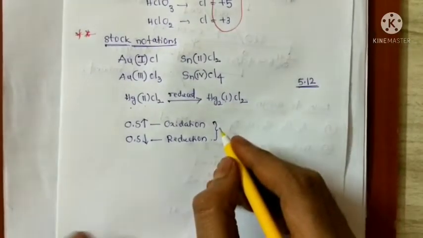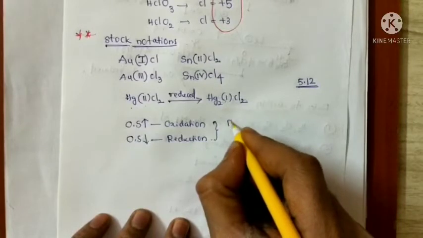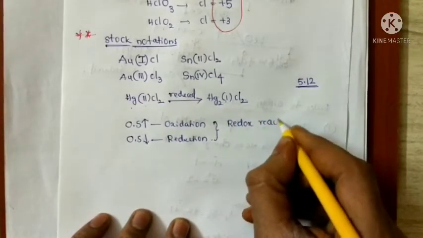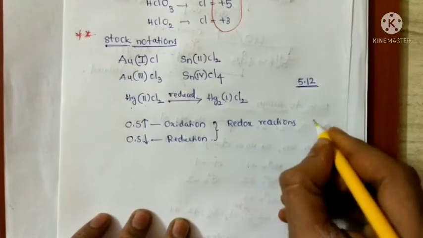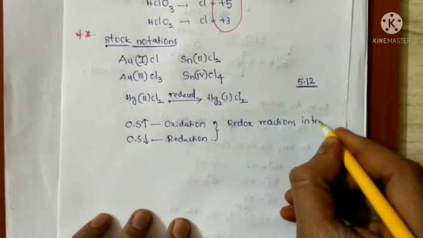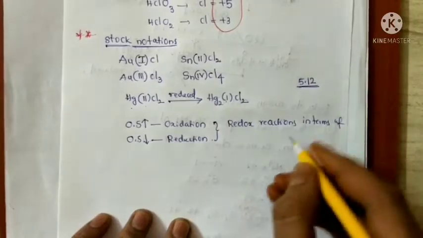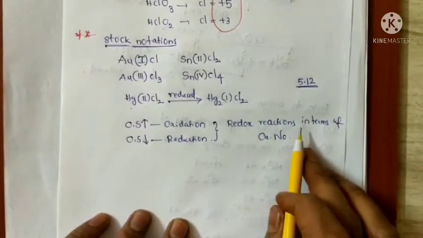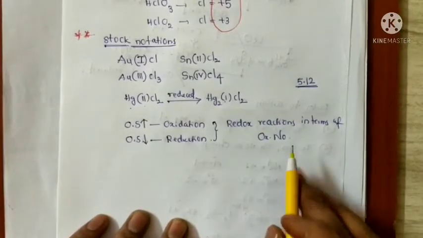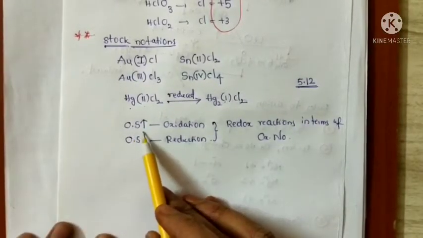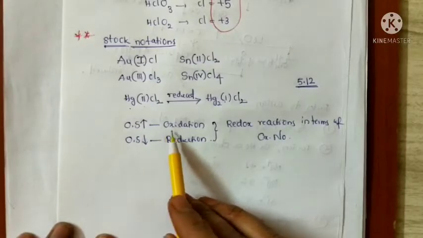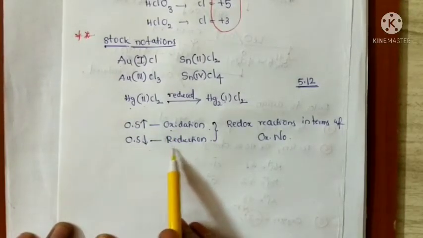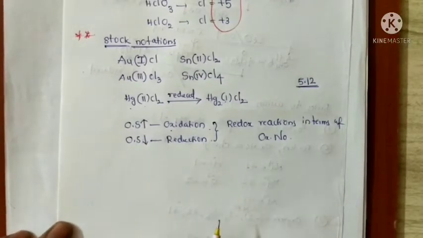So this notation is called redox reactions in terms of oxidation number. Redox reactions can be represented in terms of oxidation number. If the oxidation state or oxidation number increases, that element undergoes oxidation. If the oxidation state decreases, that element undergoes reduction.